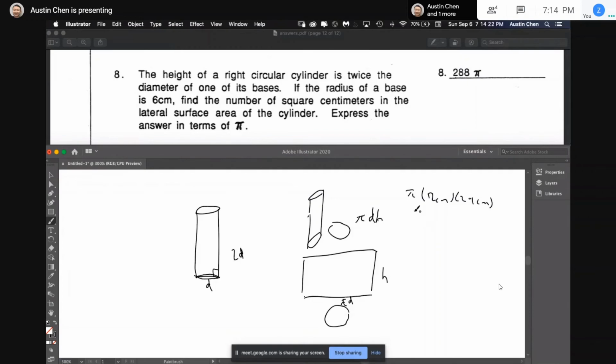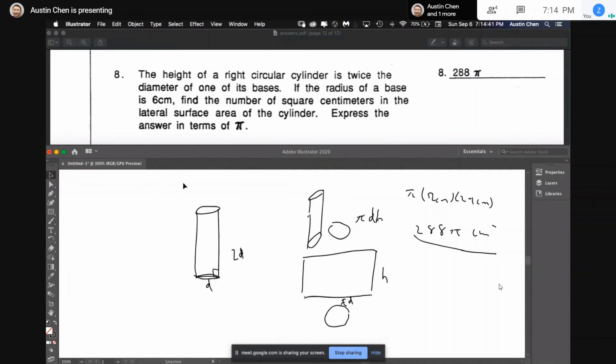And this is just going to be 144 times 2, which is just going to be 288 times pi centimeters squared. And it is, yeah. Oh, it actually doesn't say, oh no, it says units. Okay, anything you want to say, Bill?